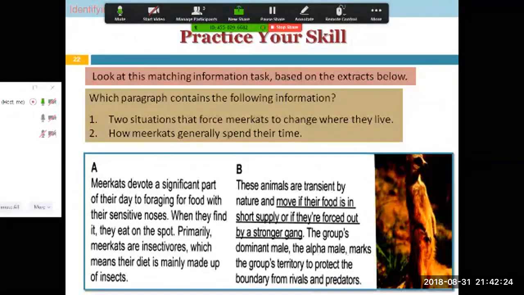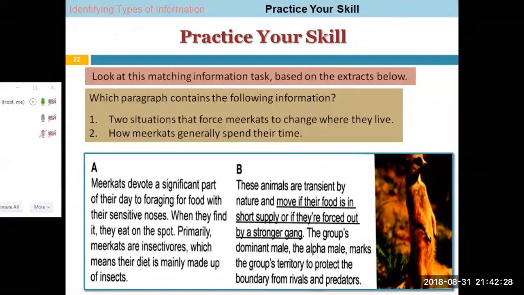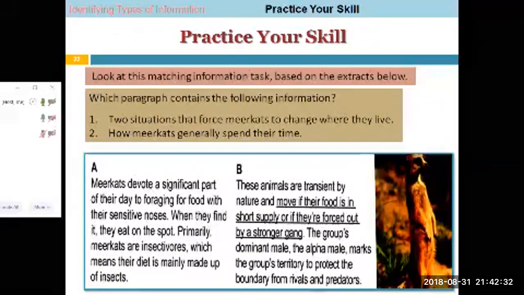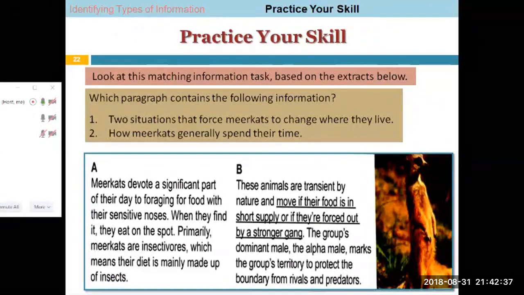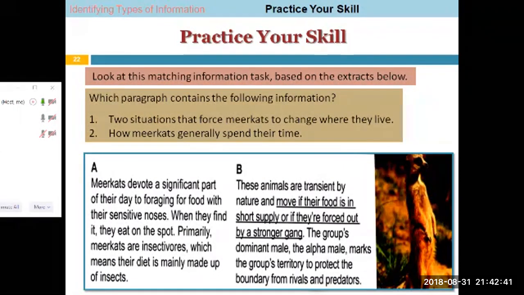So why I'm telling you this: you will be asked all these kinds of questions, and I'll stress which paragraph contains an argument, which contains a mention of something, which contains a description of something, which contains an example of something, and so on. Now, which paragraph contains the following information? Number one, two situations that force meerkats to change where they live.